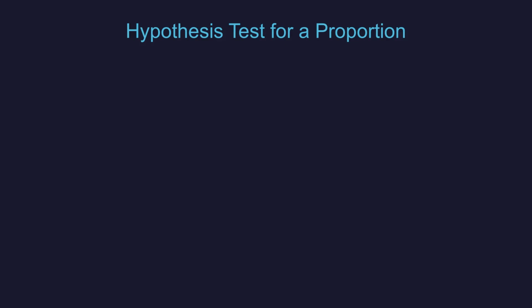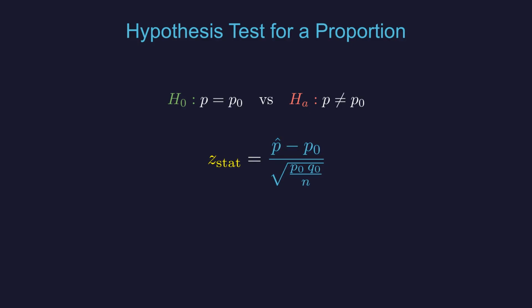Now let's test whether a population proportion equals a hypothesized value. We set up the null hypothesis, p equals p naught, against the alternative that p does not equal p naught. The test statistic is z-stat equal to p hat minus p naught divided by the standard error. Notice that we use p naught, the hypothesized value, in the denominator. This is because under the null hypothesis, we assume the true proportion is p naught.